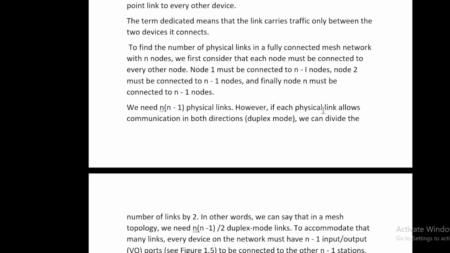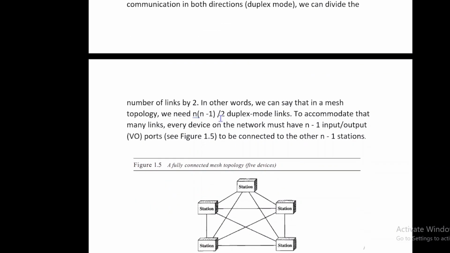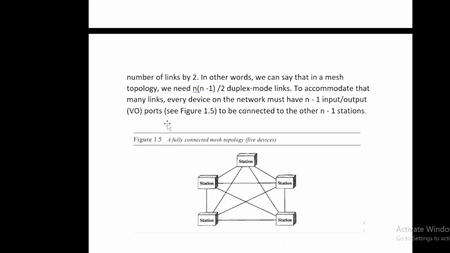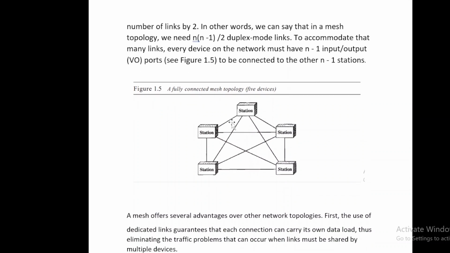However, if each physical link allows communication in both directions, duplex mode, we can divide the number of links by 2. In other words, we can say that in a mesh topology, we need n(n-1)/2 duplex-mode links. To accommodate that many links, every device on the network must have n-1 input-output (I/O) ports, see figure 1.5, to be connected to the other n-1 stations.